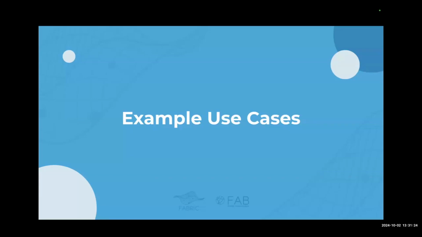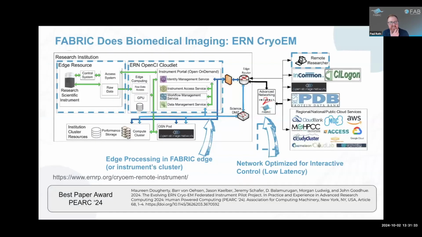Example use cases. We have a few here, and some of them are my favorites. This is a really interesting one because this is Fabric doing biomedical engineering. At Rutgers University, they have a cryo-EM microscope. I'm not really sure what it is, except it's a microscope that's cold, and somehow that's better. But it's basically a big device that they need to control remotely, and it produces a bunch of data.